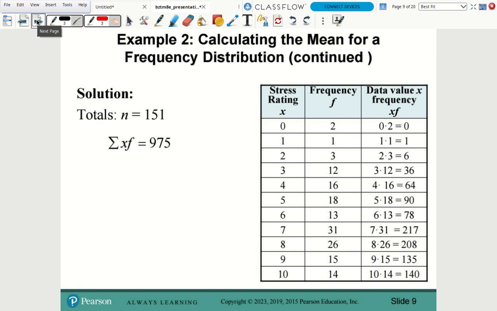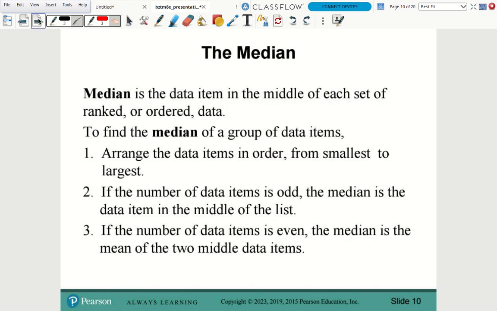And guess what? Even for those people that aren't paying attention, the next slide is already filled in for you. Boom. Median refers to the middle of each set of ranked or ordered data. To find the median of a group of data, arrange them from smallest to largest. If the number of data items is odd, the median is the data item in the middle of the list. If the number of data items is even, the median is the mean of the two middle numbers. So I add the two middle numbers together and then divide by two. That's it.